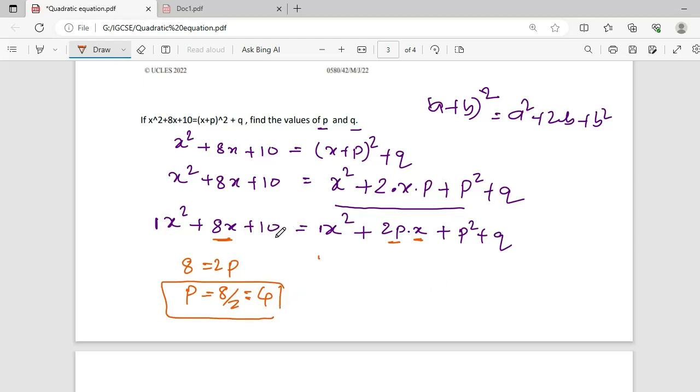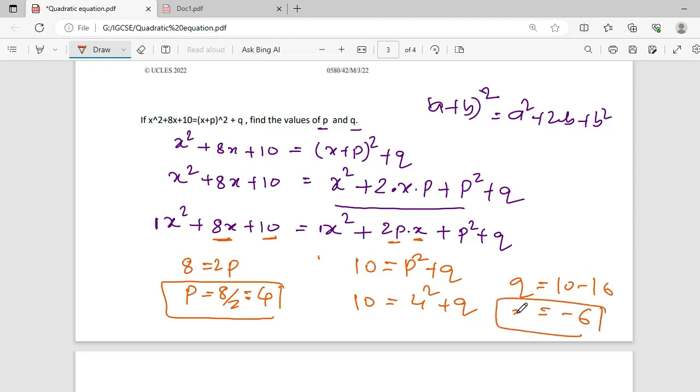If I compare the last term, this is constant, and in this scenario it is p square plus q. Now we already have the value of p, we can substitute it here. P square, that means 4 square plus q. Q is equal to 10 minus 16. Answer will be minus 6.